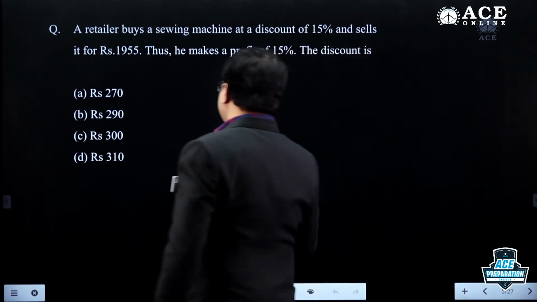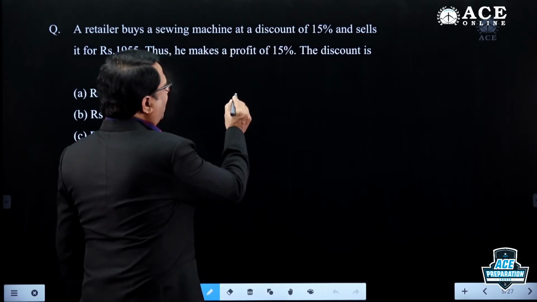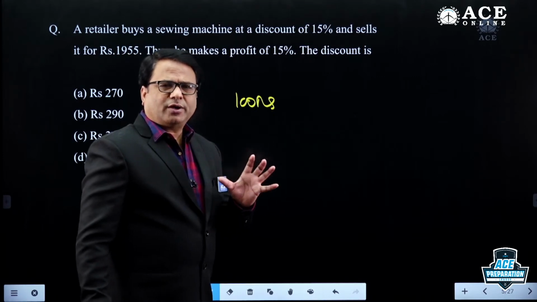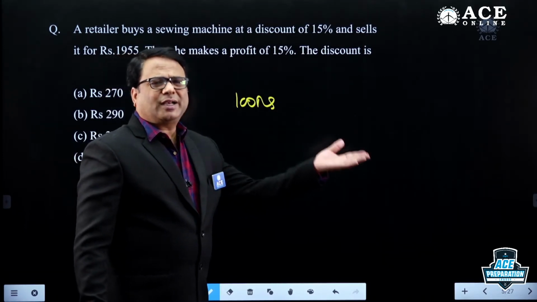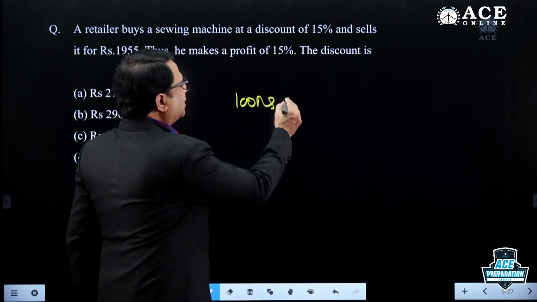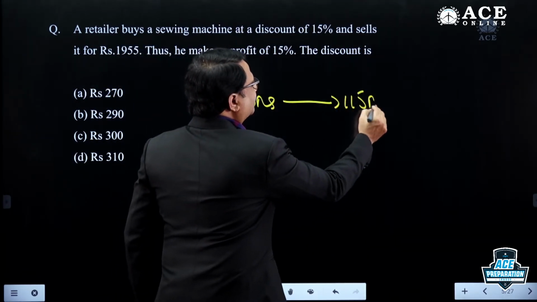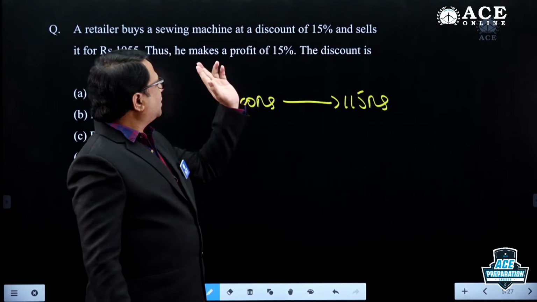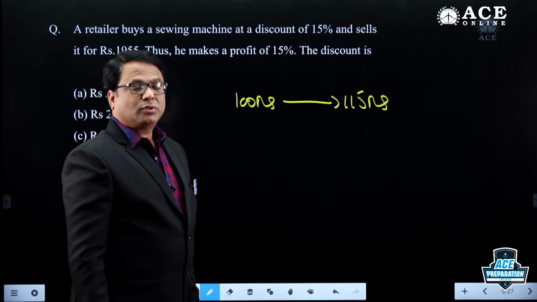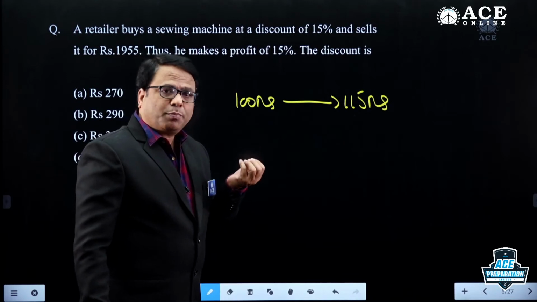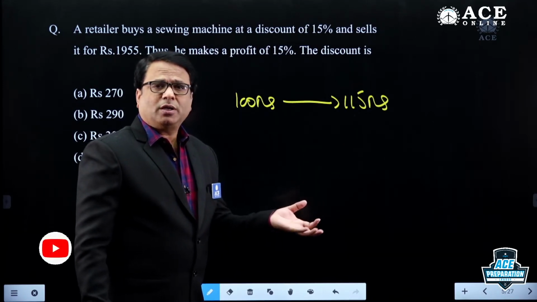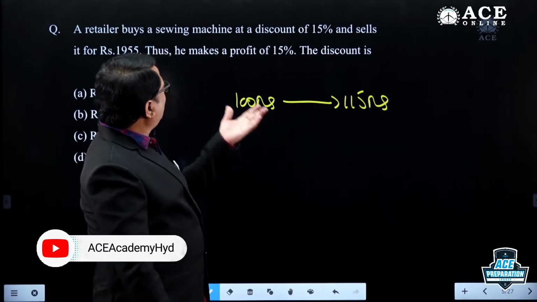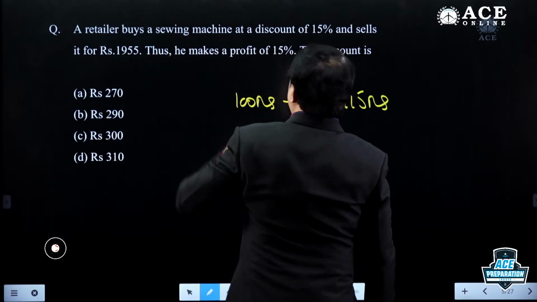Right. Now, suppose the trader bought it for 100 rupees. My assumption, the trader has bought the sewing machine for 100 rupees. Then he is selling it at a profit of 15%. That means he is selling it for 115 rupees, because it is clearly given that the profit is 15%. But in the problem, the price at which the trader is selling the sewing machine is already given. How much is that? 1955.